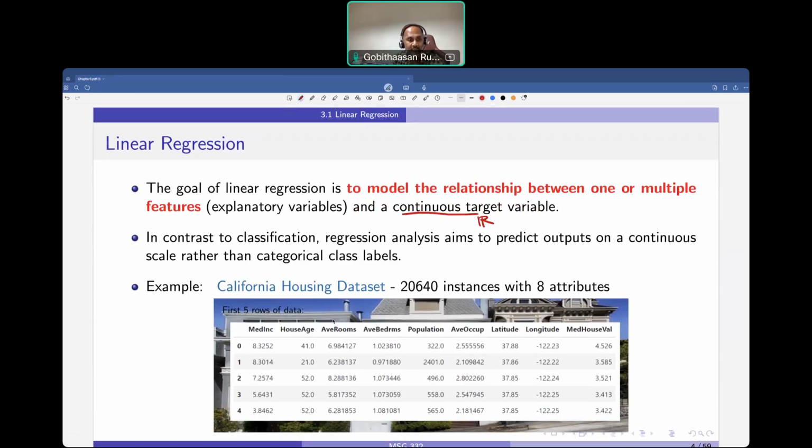Okay, and then in contrast to classification, yeah, we always try to compare with classification. In contrast to classification, regression analysis aims to predict outputs on a continuous scale rather than categorical class labels. So for classification, we are trying to predict the class labels, whereas for regression, we are trying to predict a continuous value.